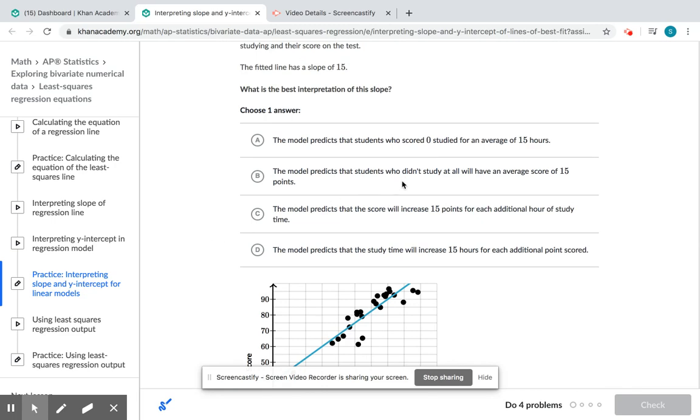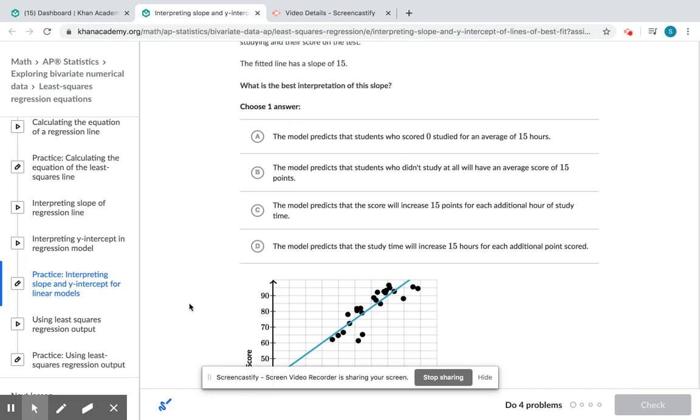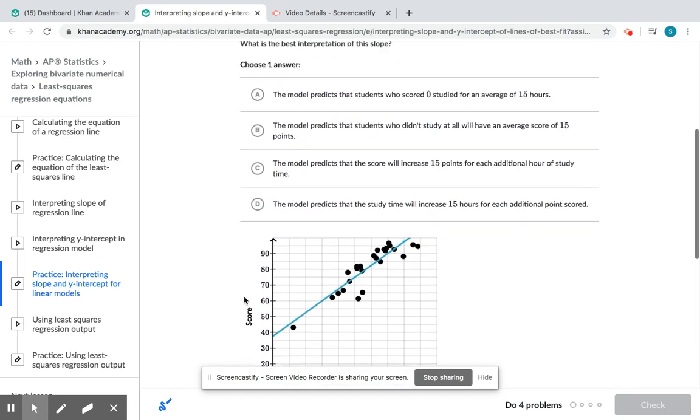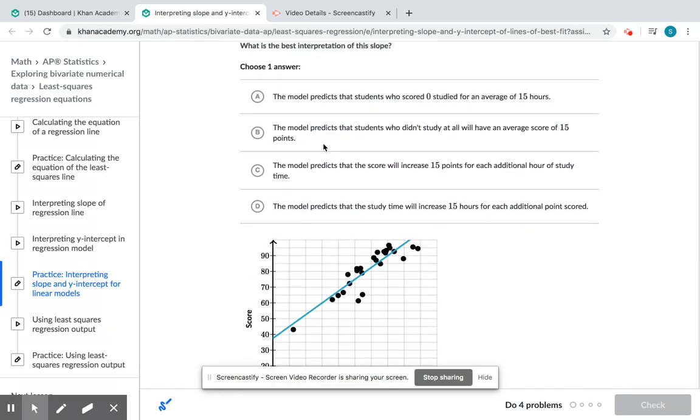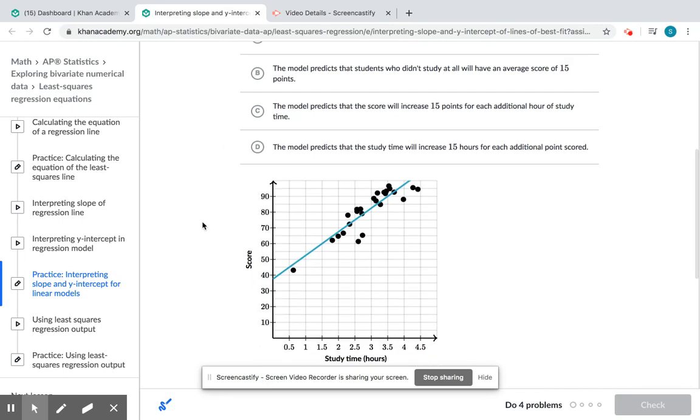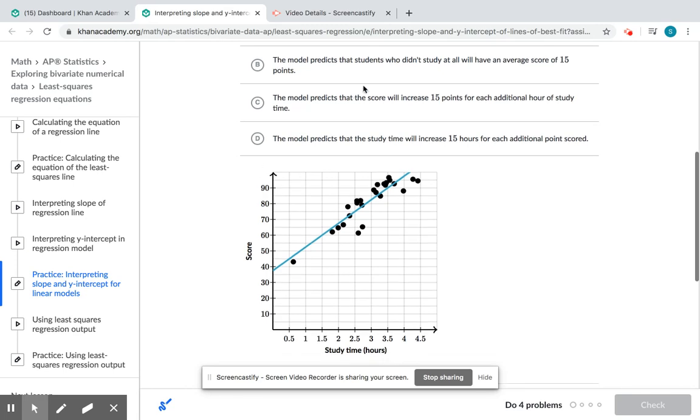The model predicts that students who didn't study at all will have an average score of 15 points. No, that's not right either. That doesn't make any sense. Nope, wrong. Okay, if it doesn't make sense, it's probably not the answer. The model predicts that the score will increase 15 points for each additional hour of study time. That seems like it makes sense.